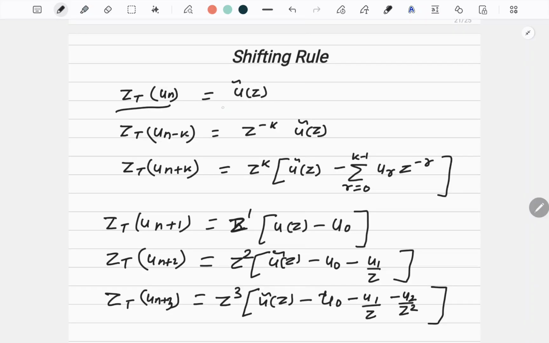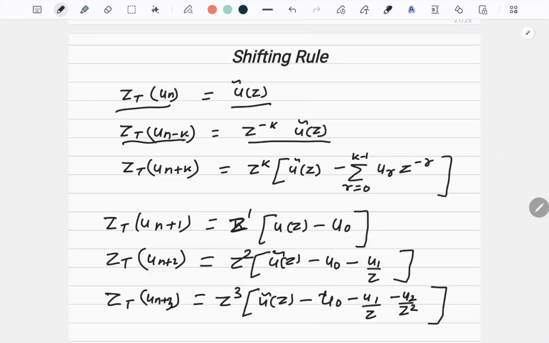If the Z transform of u_n is U(z), then the Z transform of u_(n-k) is z to the power minus k U(z). Same way, the Z transform of u_(n+k) is z to the power k, and in brackets U(z) minus summation r equals 0 to k minus 1 of u_r z to the power minus r.